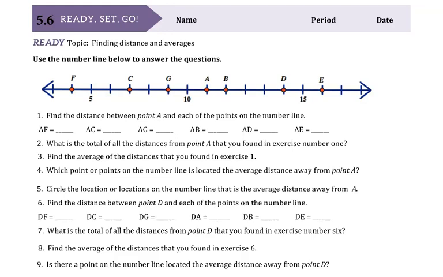Here we are with Ready, Set, Go 5.6 for stats. So, just kind of using a number line to answer. Find the distance between points A and each of the points on the number line.